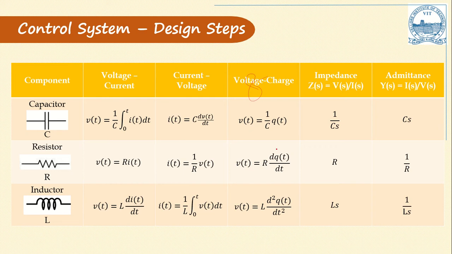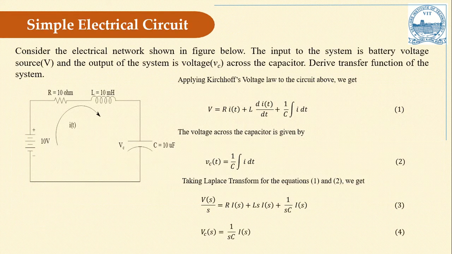And then in the S domain, the impedance and admittance values of the respective elements are listed here. For a capacitor, the impedance is 1 upon Cs, and the admittance, which is the inverse of the impedance, is Cs. For a resistor, impedance is R and admittance is 1 by R. And for an inductor, the impedance is Ls and the admittance is 1 upon Ls.